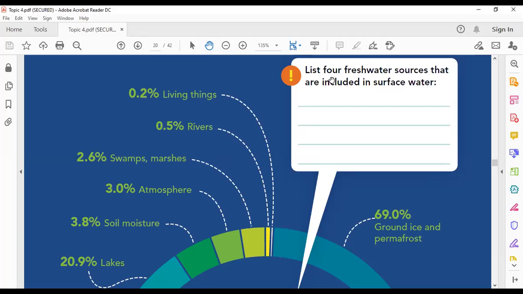Look at this question. List four freshwater sources that are included in surface water. From this graph, list four freshwater sources that are included in surface water. Can anyone answer this question? Just for fresh water.